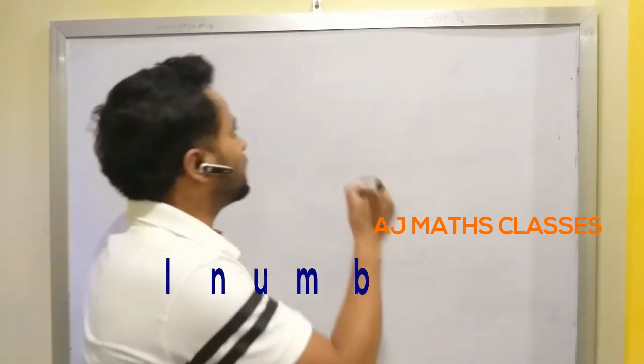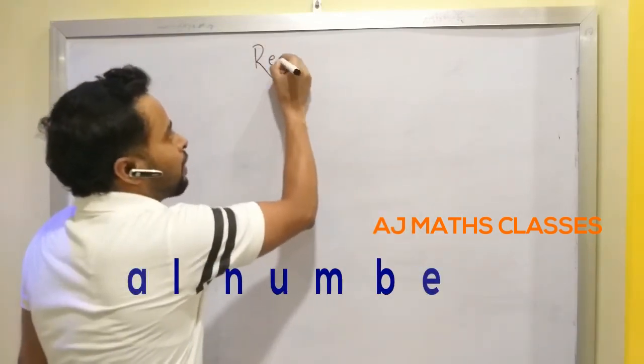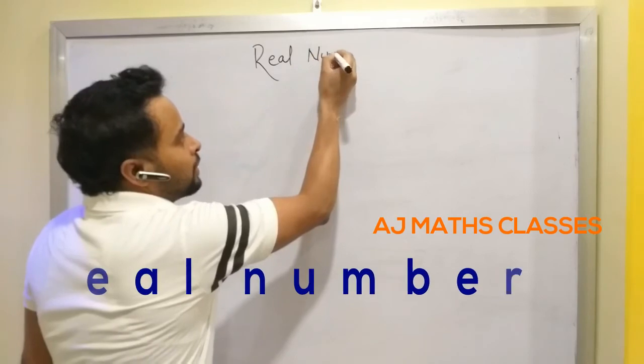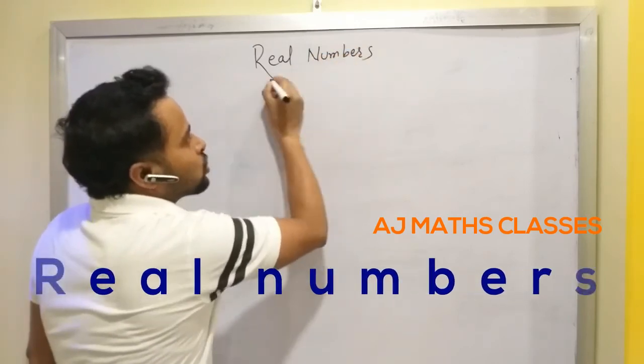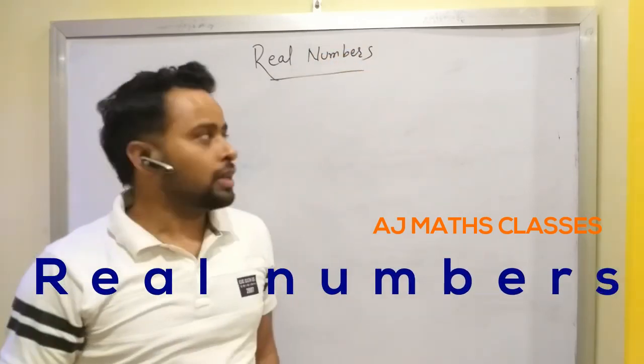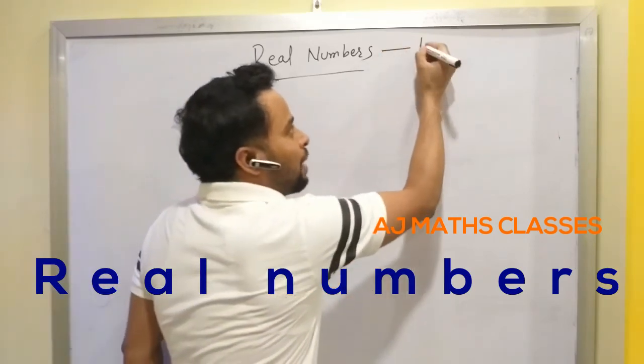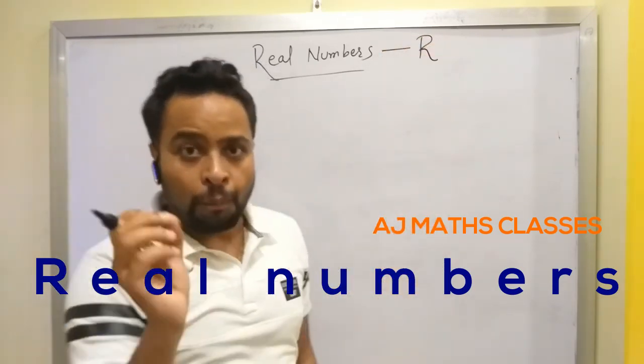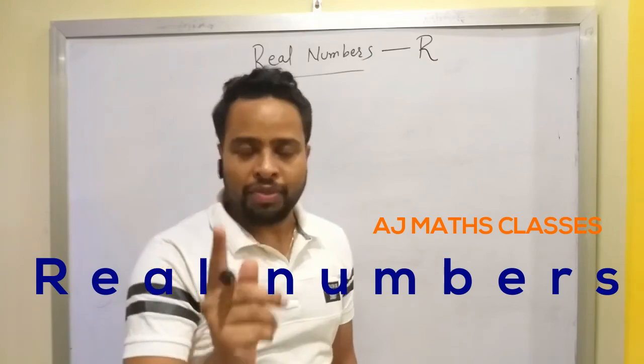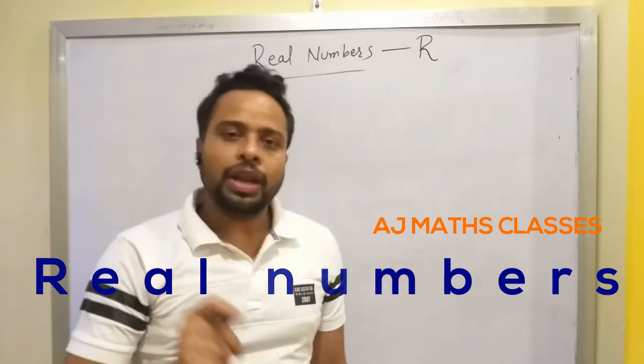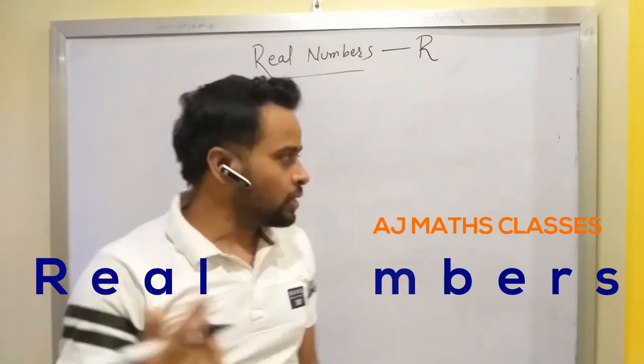First of all, let us understand real numbers. Students, real numbers are denoted by capital bold R. If you see that, that is real numbers. Now you might be thinking, what are real numbers?